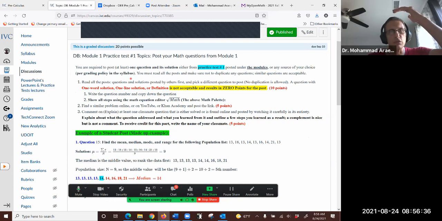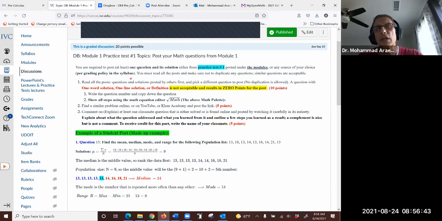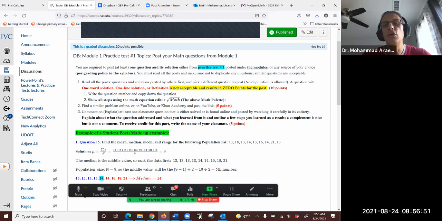question. You write the question with details. If the question is from any source is fine, including the practice test. You can say practice test number 1, question number 7, you write the question, and then you answer. Now, in order for you to get full credit, here's what's going to happen. You are going to read all the post questions and solutions posted by others first, and then pick a different question to post. No duplication is allowed. A question with one-word solution, one-line solution, or definition is not acceptable and results in a 0 point.